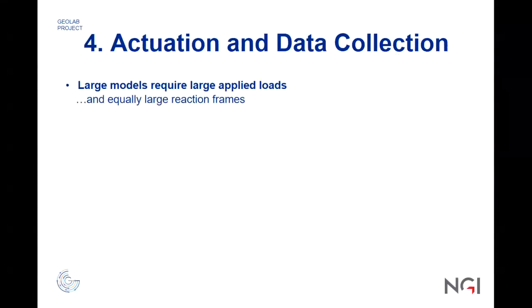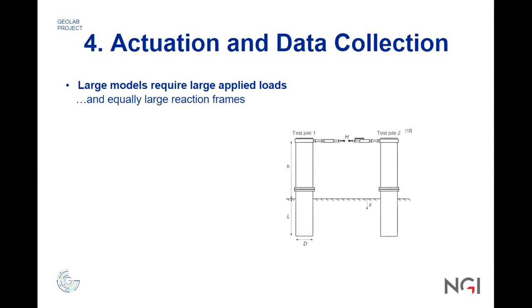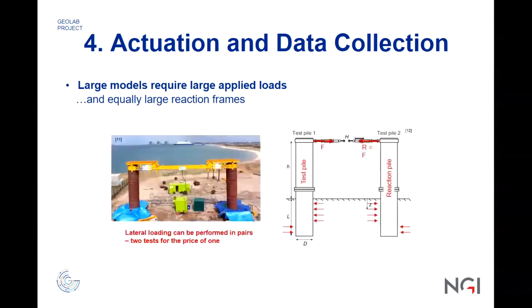And then actuation and data collection. You have a very large model in this case. In the field, normally it's very large models, and you must then have equally large reaction frames. As you can see here, it's a model of a test of 2 piles, and this is the reality of how large this is. In this case, they performed lateral loadings in pairs, so they could perform 2 tests at the same time.